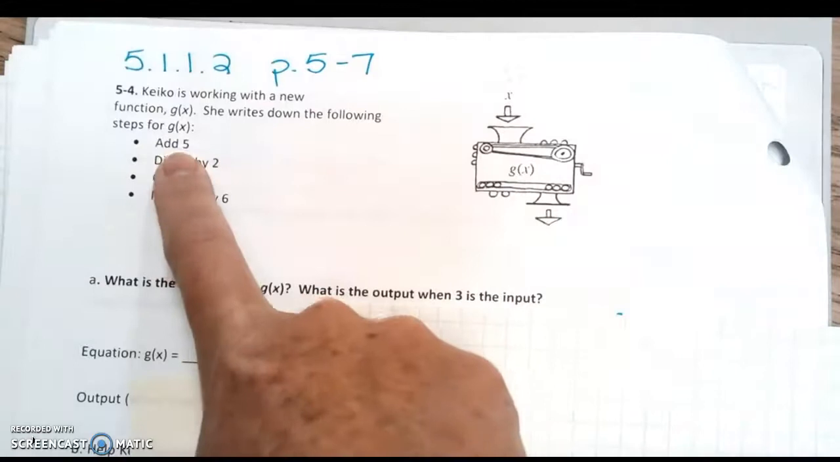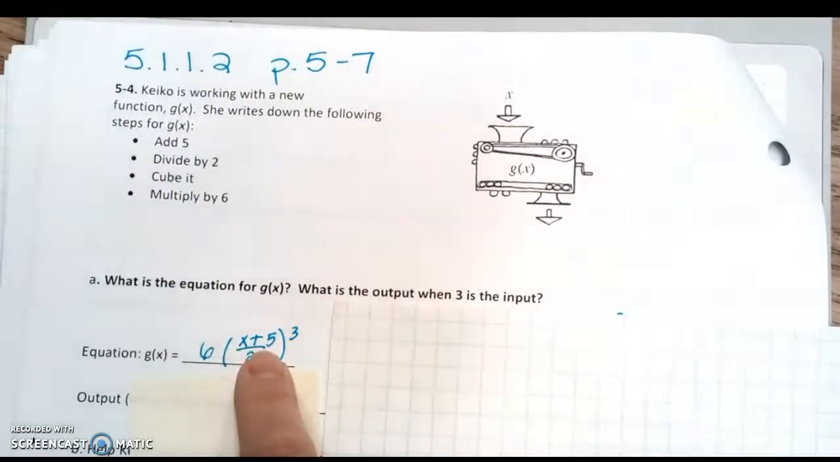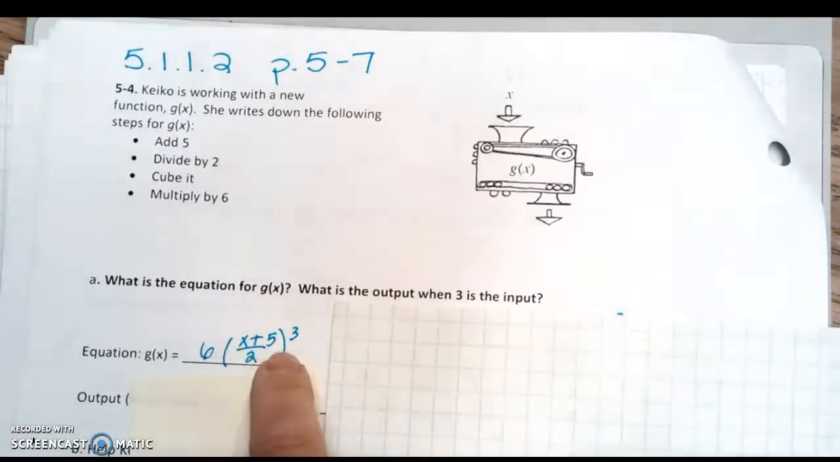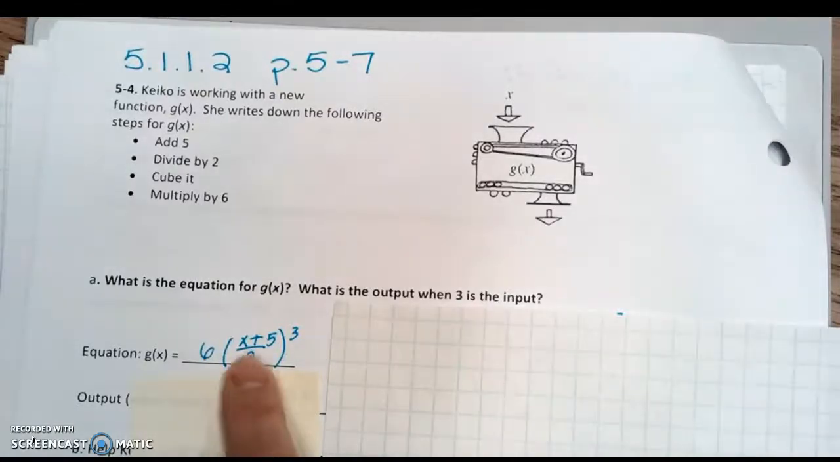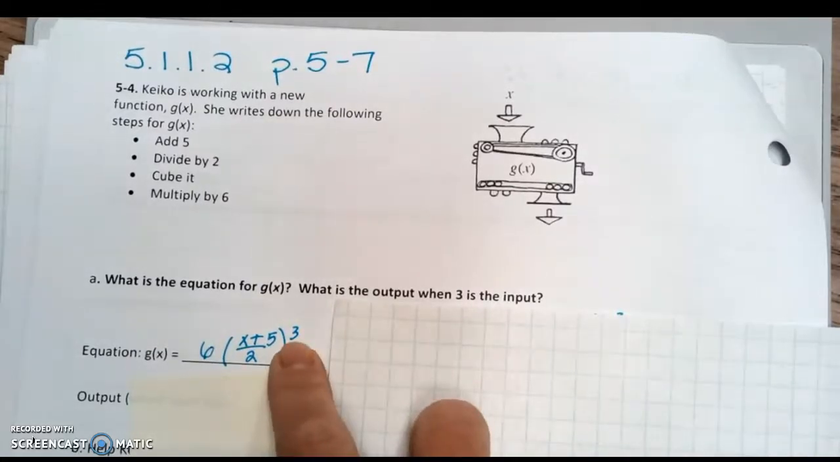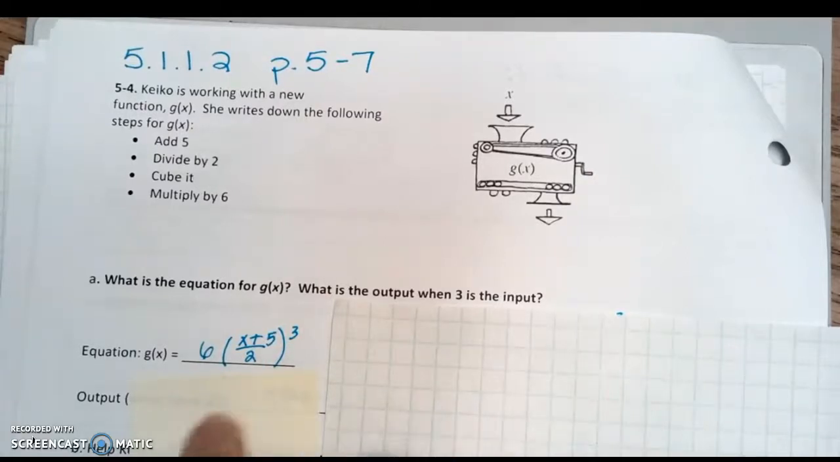But the first step we want to do is we want to add 5. So we're going to say x plus 5. Then we want to divide that by 2. So I put it in a fraction, put a 2 in the denominator. Or you could put the x plus 5 in parentheses and put a division symbol after it if you wanted to. Then we're going to take that and we're going to cube it. Cube it means to the 3rd power. And then the last thing we're going to do is we're going to multiply by 6. Okay? Everybody good so far?